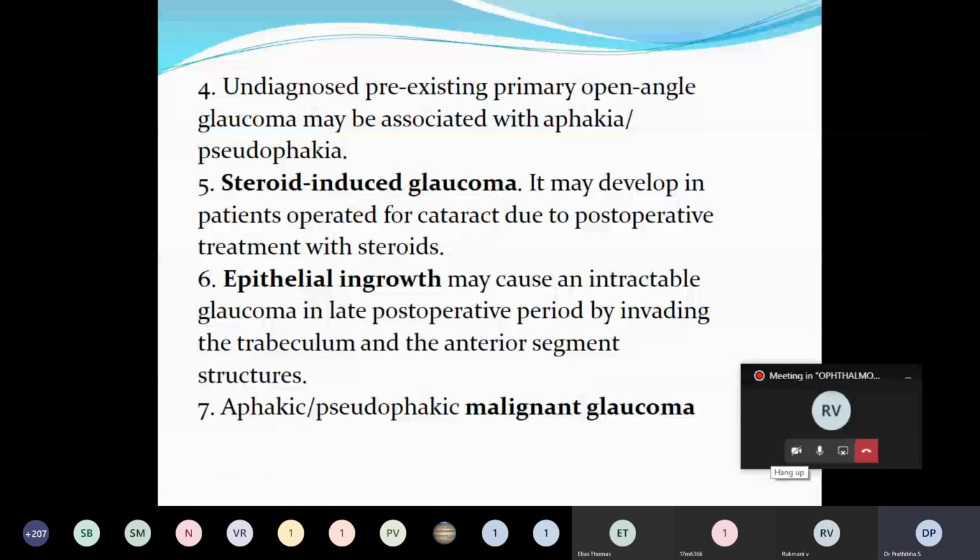So undiagnosed pre-existing primary open angle glaucoma may be associated with aphakia and pseudophakia. And then, as you all know, post-cataract surgery, what we prescribe is an anti-inflammatory drug. The most potent anti-inflammatory drug is steroids. So when we use a steroid, some people will be steroid responders. They develop raised IOP post-operatively when we give a larger amount of steroids. The other uncommon things are epithelial ingrowth. Okay, so forget about this.